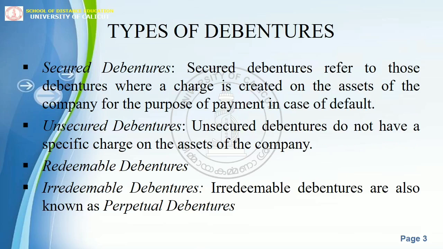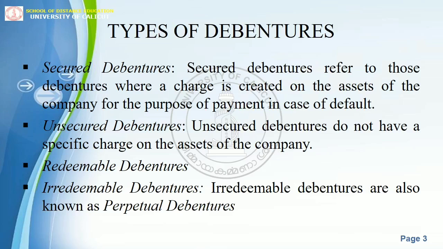Debentures are of different types. Some of them include secured debentures, unsecured debentures, redeemable debentures, and irredeemable debentures. Secured debentures are those debentures where a charge is created on the assets of the company for the purpose of repayment in case of default. Unsecured debentures do not have any specific charge on the assets of the company.